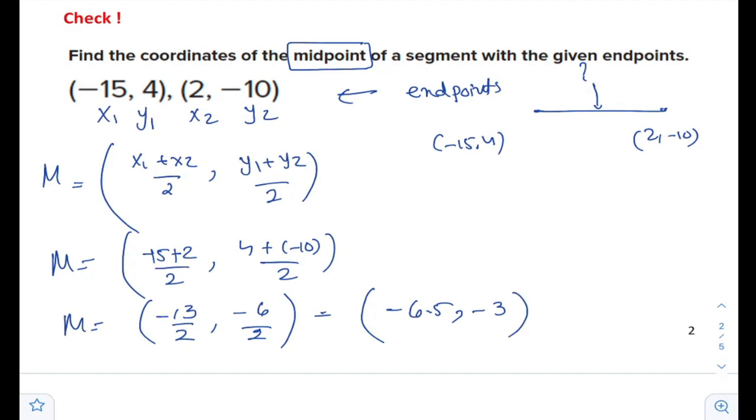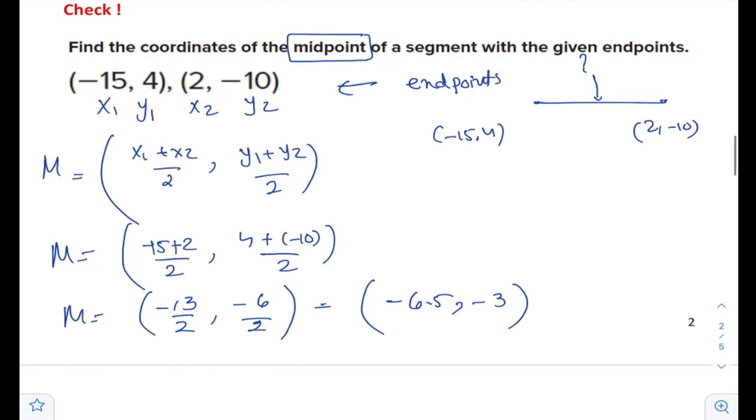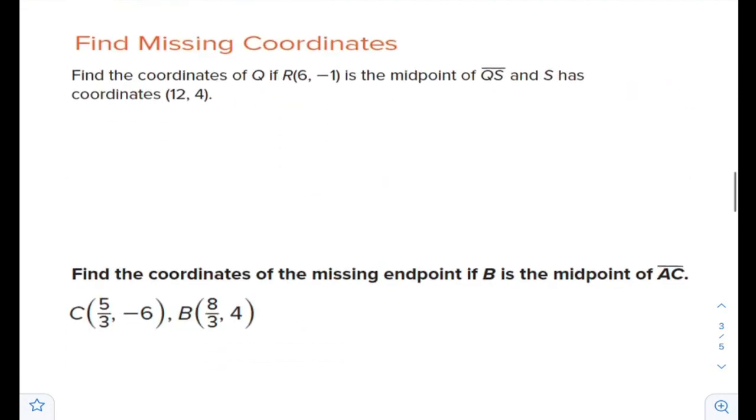It can be fraction as well. Yes. Let's move to find the missing coordinates, and I prefer to sketch. It's preferred, it's recommended to sketch what is required and what is known. Find the coordinates of Q.